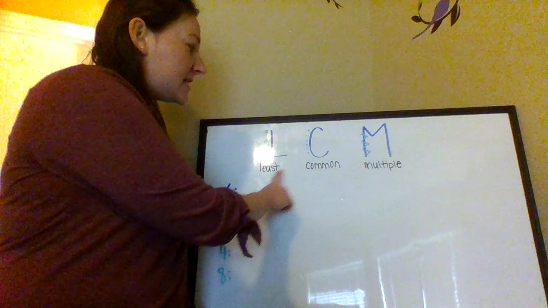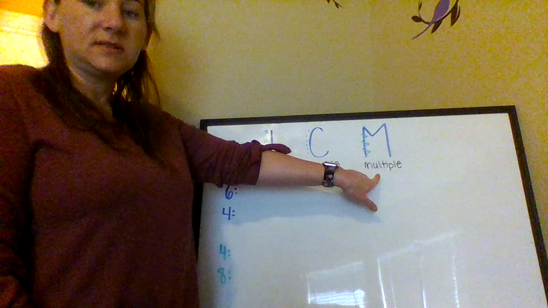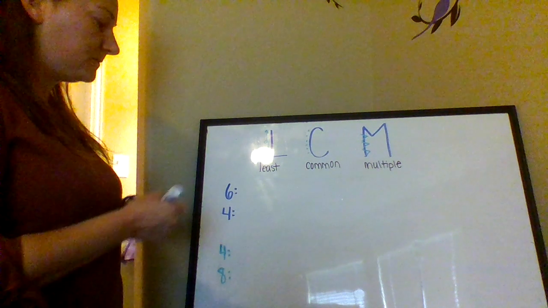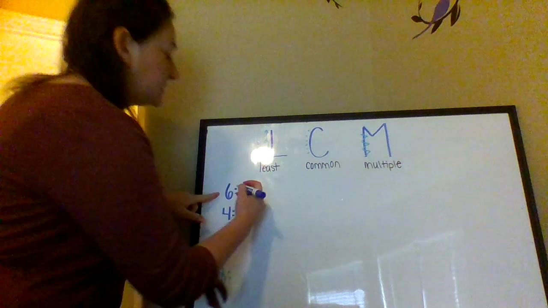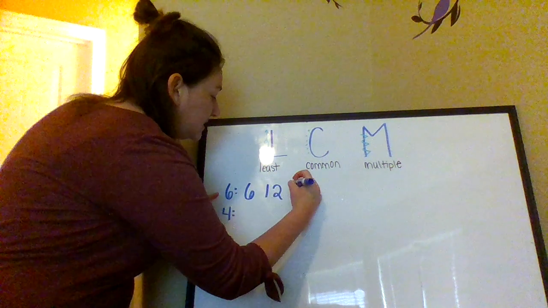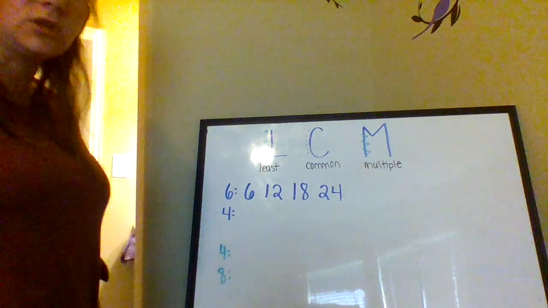All right, you're going to learn about least common multiples. Let's talk about the word multiples. So I want to know the multiples of 4 and 6. Multiples of 6. 6 times 1 is 6. 6 times 2 is 12. 6 times 3 is 18. 6 times 4 is 24. Those are multiples of 6.